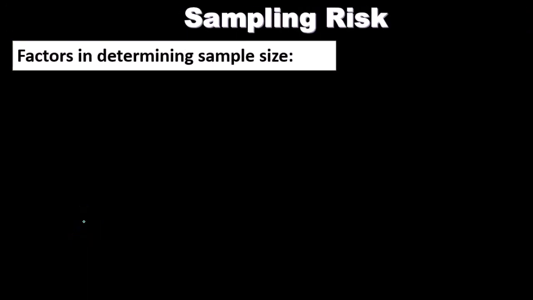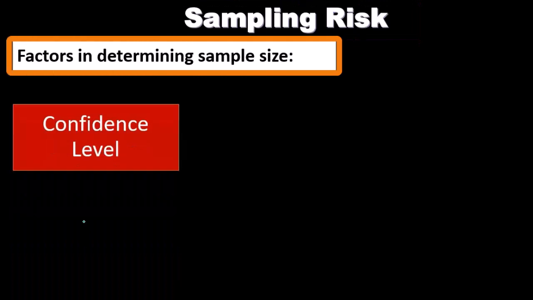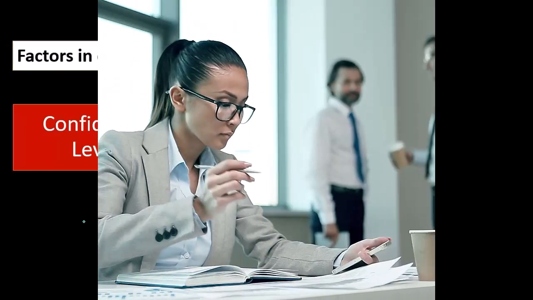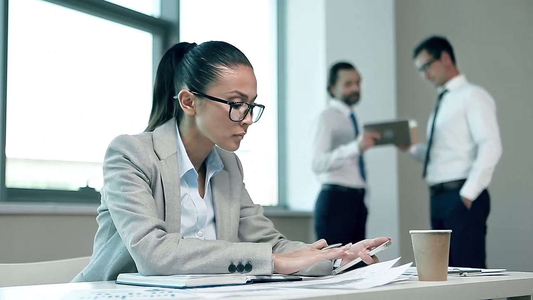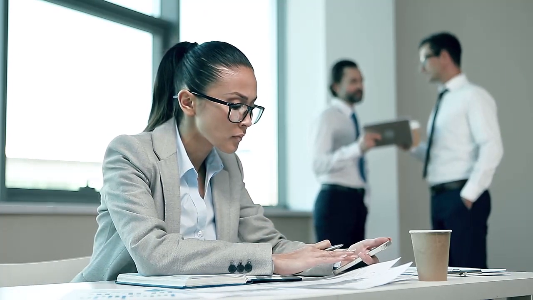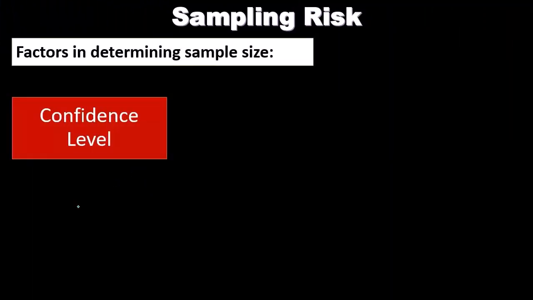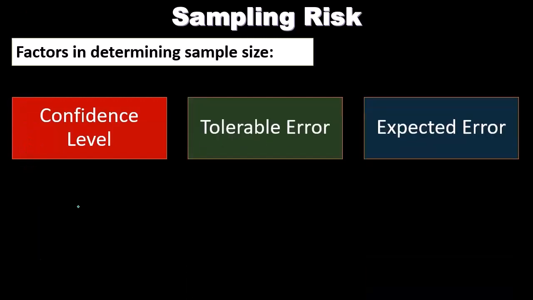Sampling risk, factors in determining the sample size. So these are going to be factors to determine the sample size. If we're thinking about, okay, now we want to pick some size that's going to be smaller than the population so that we can test it, the question is, well, how big of a sample size do we need in order to be representative of the entire population? So we have some components of that, including confidence level, tolerable error, and expected error.